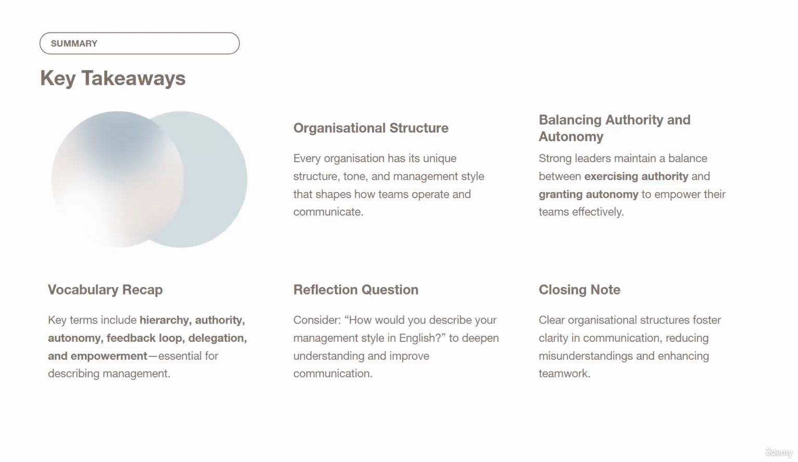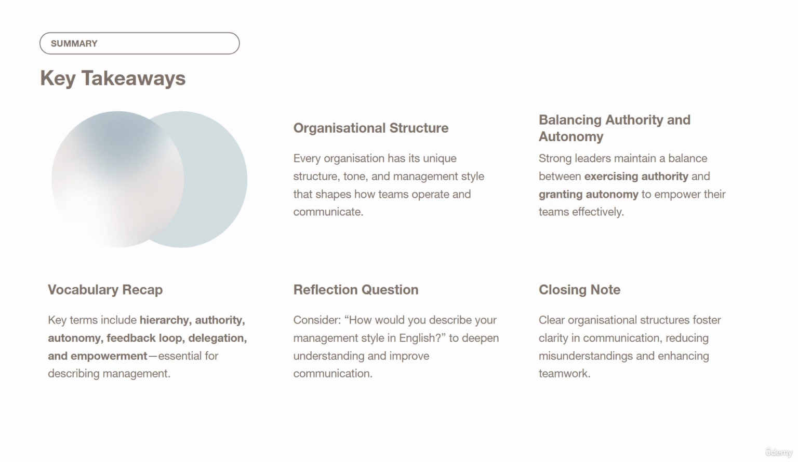So key takeaways around this: organizational structure. Every organization has its unique structure, tone, and management style that shapes how teams operate and communicate. There's a need to balance authority and autonomy. Strong leaders maintain a balance between exercising authority and granting autonomy, and a good leader, a good manager, recognizes when it's time for one and time for the other, and to what degree. We looked at key phrases, key vocabulary like hierarchy, authority, autonomy, feedback loop, delegation, empowerment.